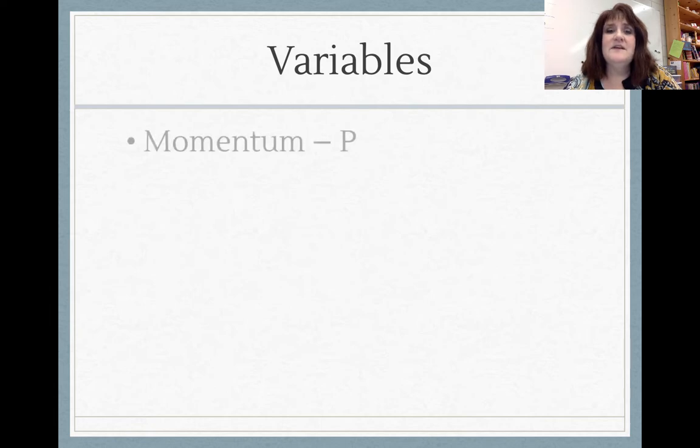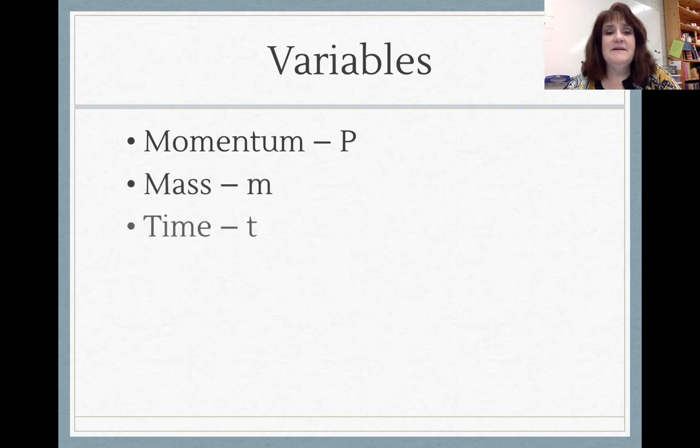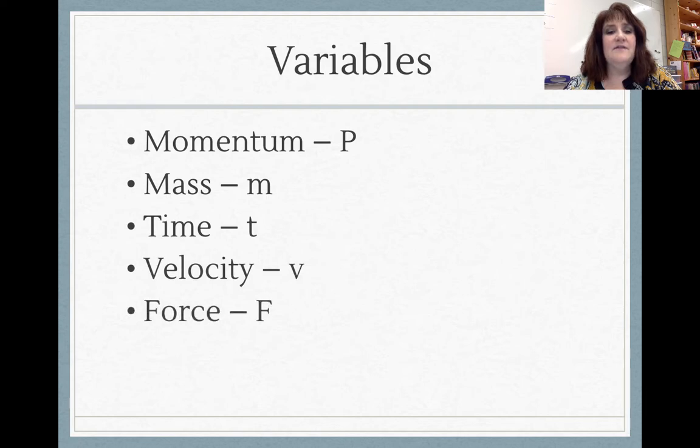The variables that go with them. Momentum is represented by a fluffy P, and it's really hard to make a fluffy P in a PowerPoint, so I will make one on the board. Mass is the variable m. T is time, V is velocity, F is force, and J will be the variable for impulse.